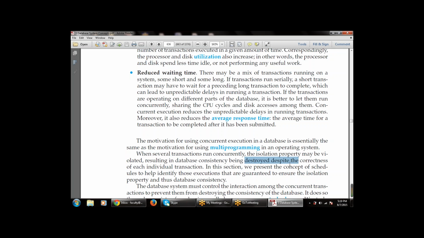In this section, we present the concept of schedules to help identify those executions that are guaranteed to ensure the isolation property and therefore preserve database consistency.